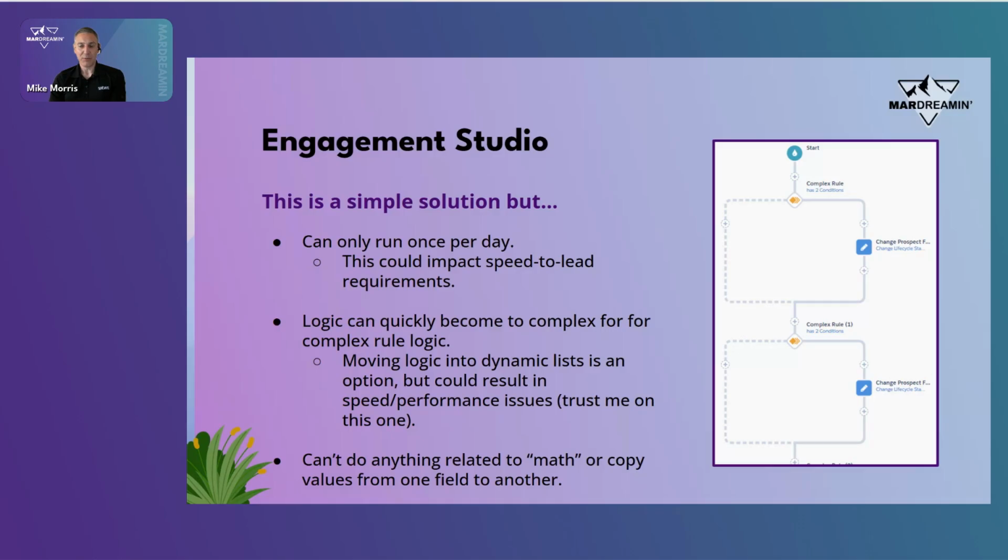The next way you could do this is you could get around that by using dynamic lists, but that introduces a whole other level of issues because dynamic lists do have to refresh. So if you're relying on dynamic lists as a decision point inside an Engagement Studio program, there's a high likelihood that a prospect could pass that point prior to the dynamic list being refreshed if it's not done properly. So there are some other issues that come with the Engagement Studio program approach, which is why I prefer the flow approach.